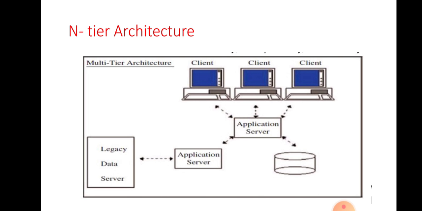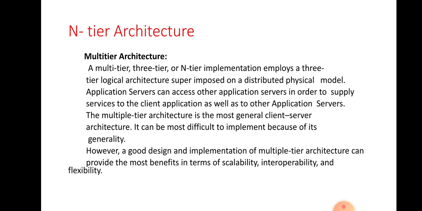The third one is the multi-tier architecture, or n-tier architecture, in which the application servers interact with each other and then provide the required information to the clients. The n-tier architecture, or multi-tier architecture, can employ a logic architecture superimposed on distributed physical models. Here distributed means the data will be distributed among different computers of the network.